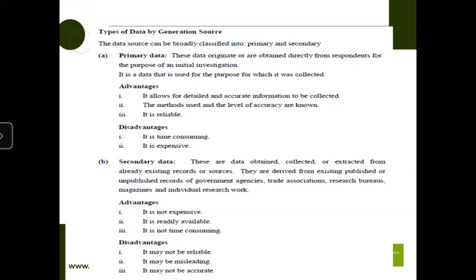Its advantages include that it allows for detailed and accurate information to be collected. When you are collecting the information directly, my dear, it will be so accurate and it will be detailed. You come to me to ask me a question, I will give you the information if I'm willing to share. That is the best way to get it, rather than reading my information on the website.